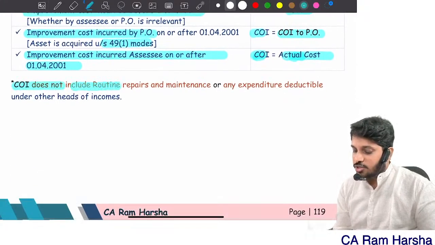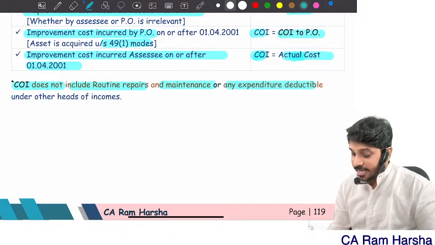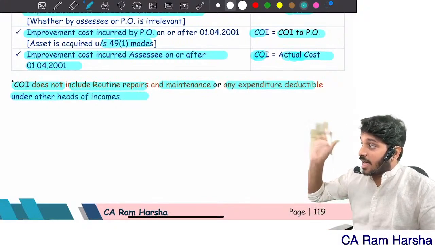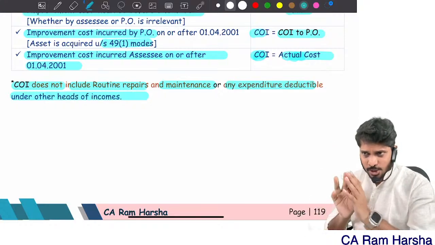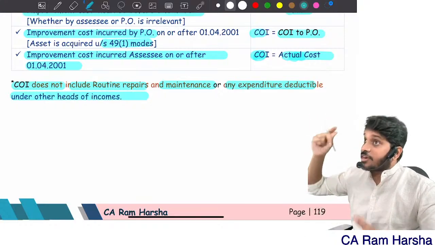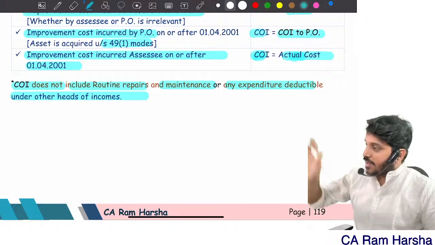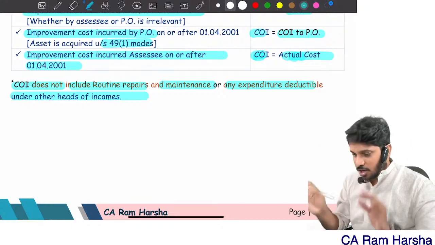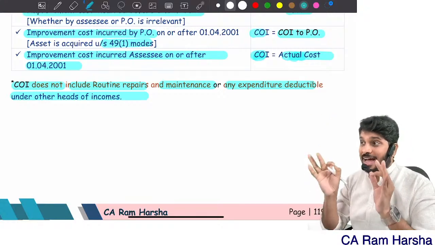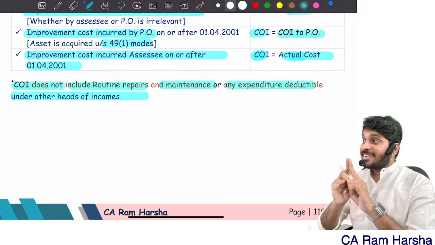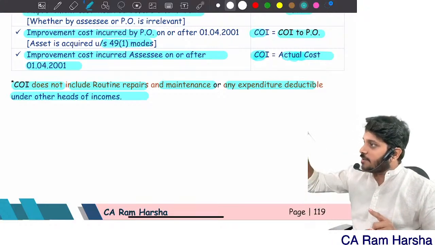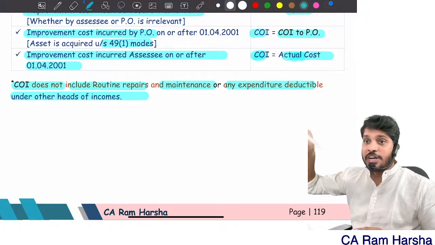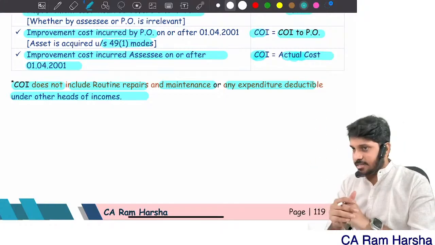What is cost of improvement? Cost of improvement does not include routine repairs and maintenance. Any expenditure which is deductible under other heads of income, whenever you incur that, is not treated as cost of improvement. Cost of improvement means something that is capital expenditure where you have not claimed a deduction till date. Now you can claim that expenditure as a deduction at the time of computation of capital gains. That's about cost of improvement.